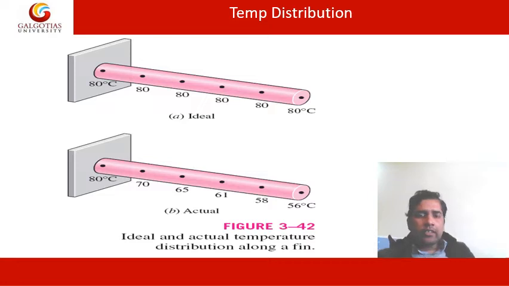Now this is the ideal case. Ideally, the temperature at the surface of the body should be the same as the temperature at any place on the fin, but in actual practice the temperature goes on decreasing. The temperature here will be maximum, then here it will be less, then it will further decrease at this point and go on decreasing till the end. That is why the actual heat transfer is less than the theoretically possible heat transfer, because of the temperature distribution along the fin.